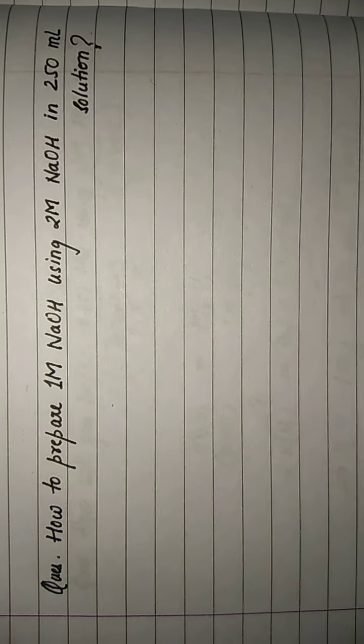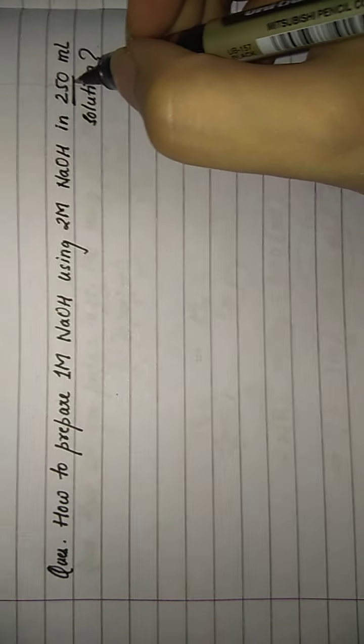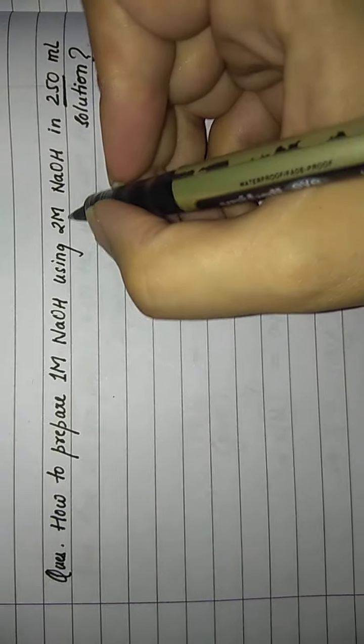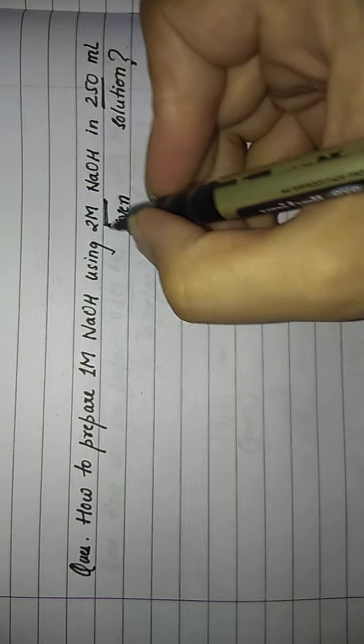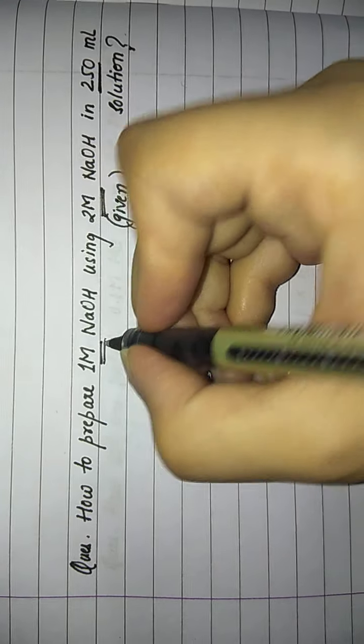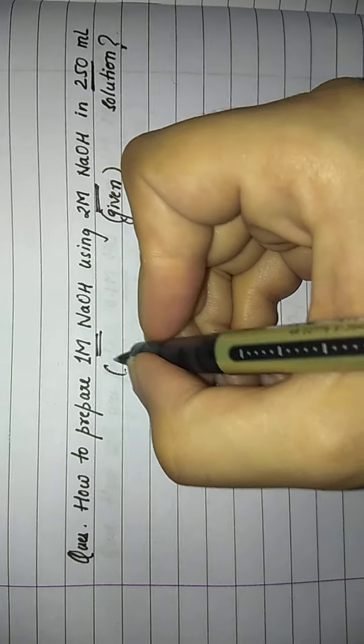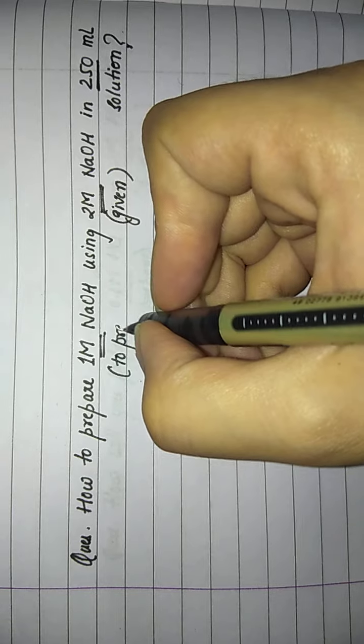I am taking one more example of the same kind, which says how to prepare 1 molar NaOH solution using 2 molar NaOH in 250 ml solution. Now, one extra piece of information has been provided to us here, and what is that? The volume. Okay, the volume has been given to us. So this is the solution which is given to me, and this is the solution that I have to prepare.